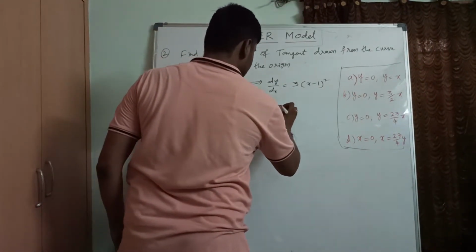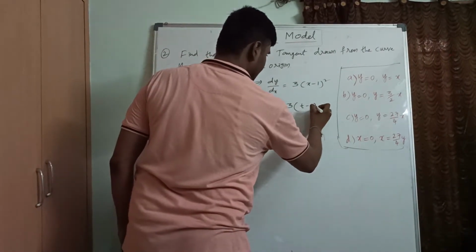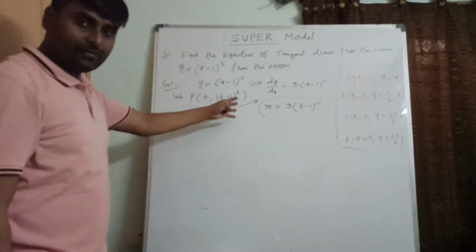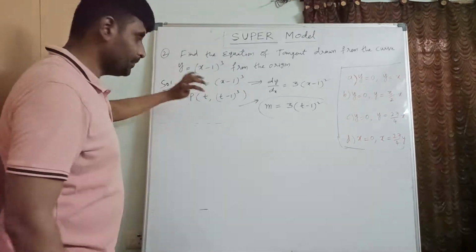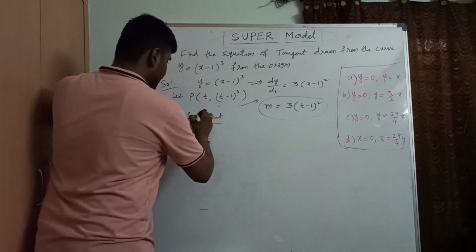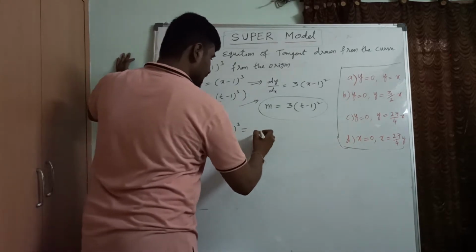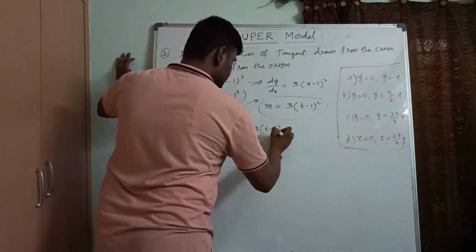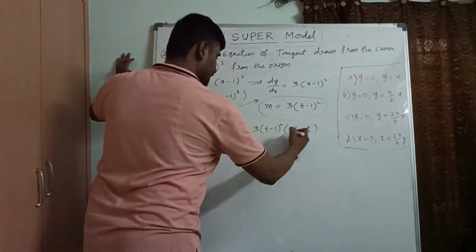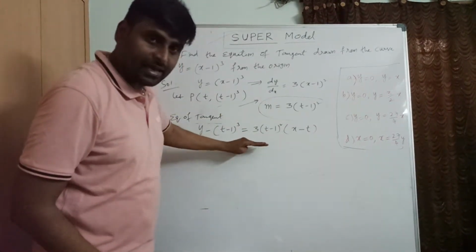So slope equals 3 into, in place of x, put t there, (t minus 1) whole square. So this is the slope, and this is the point. We can find the equation of tangent easily here, right? So what is the equation of tangent now? y minus y1, so (t minus 1) whole cube equals m, 3 into (t minus 1) whole square into (x minus x1), that is t, correct? So we should not simplify till the end. Simple. This is the equation of tangent.